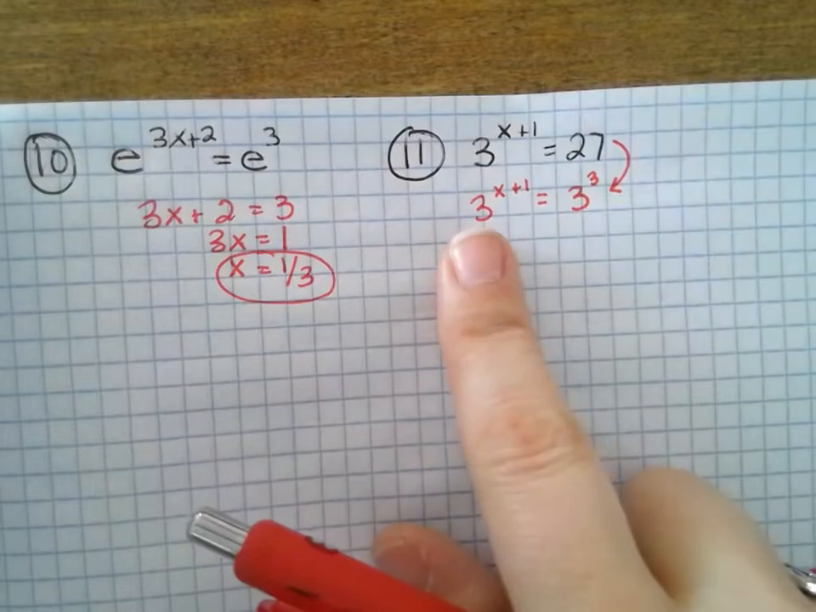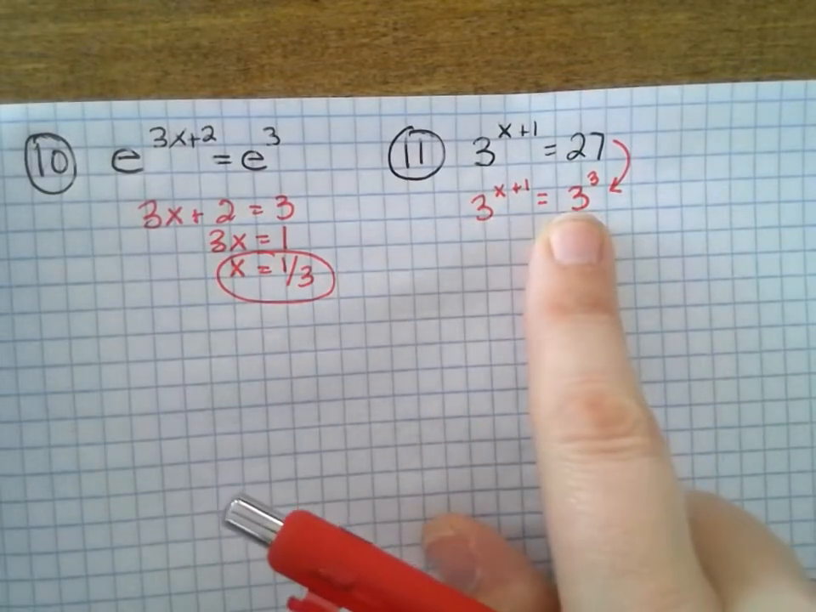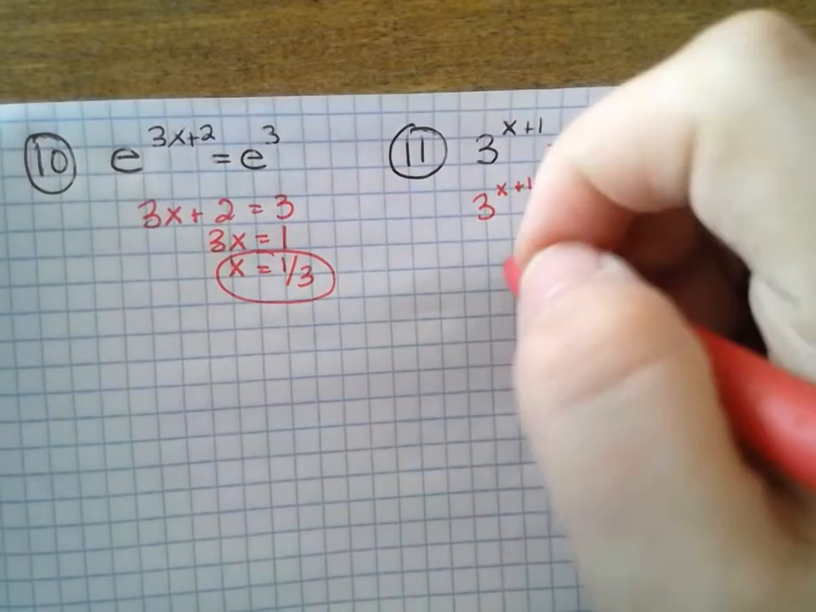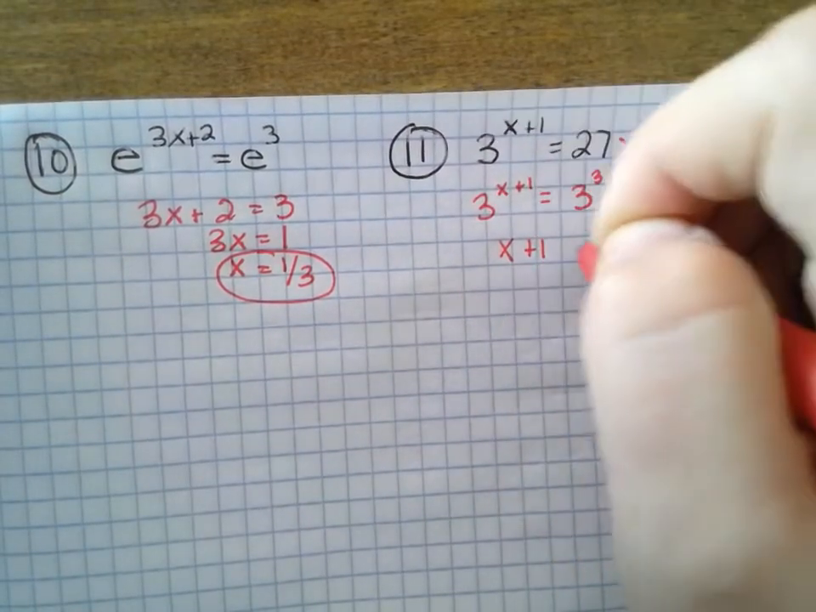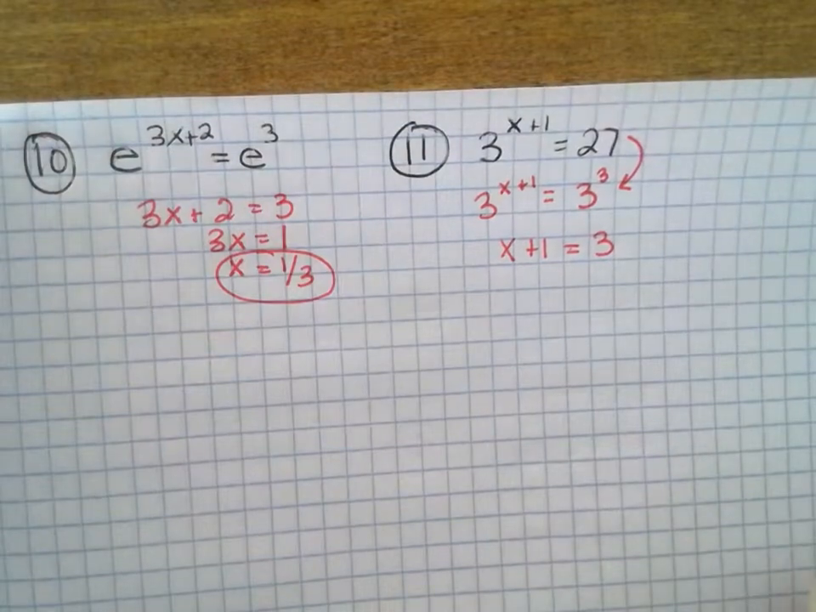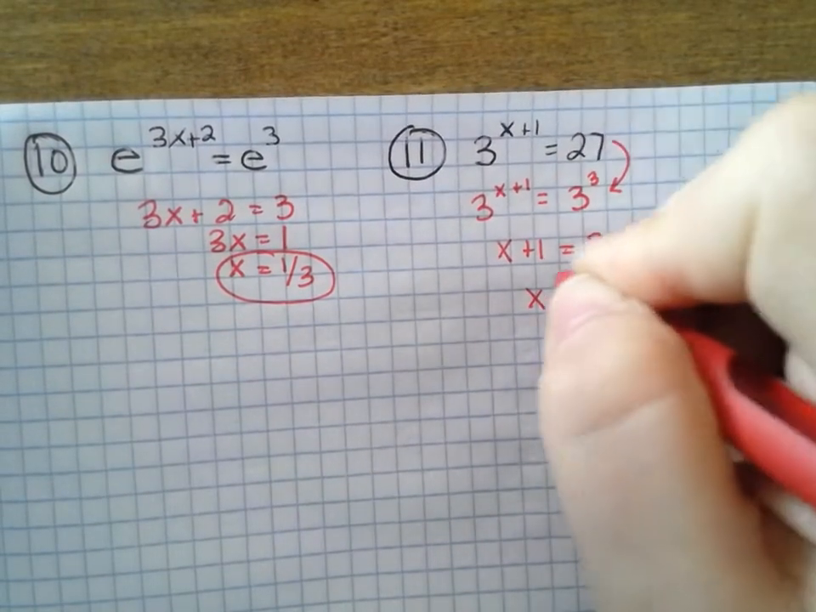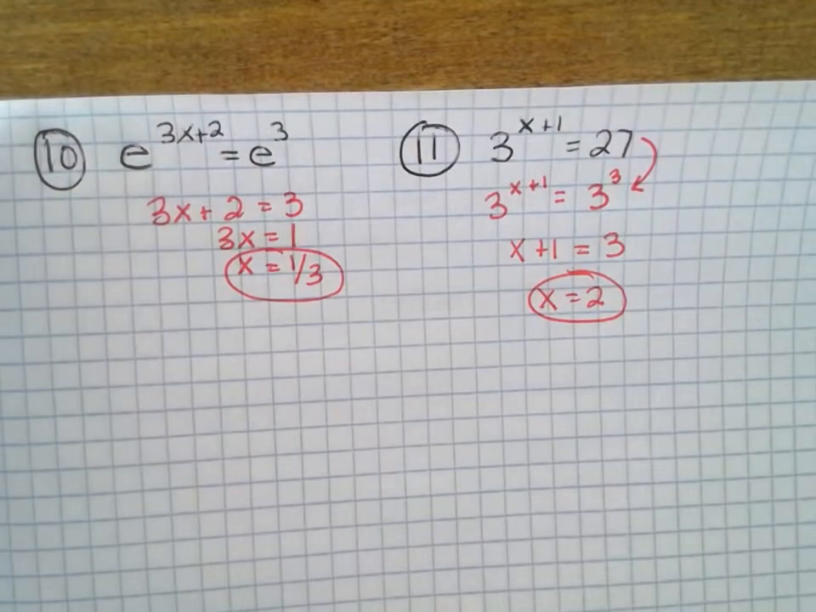Okay? So now that these have the same base, for these to be equal, what has to be true about their exponents? They have to be equal. So I can say x plus 1 is equal to 3. Subtract a 1 from both sides. X equals 2. Well, Miss Cleveland, I didn't have to do all that work to get there.